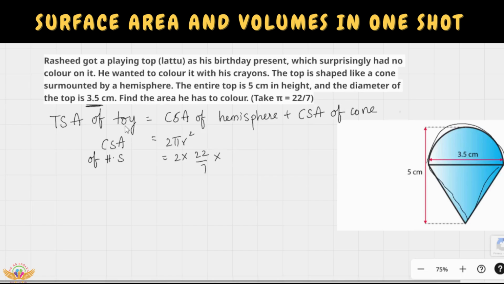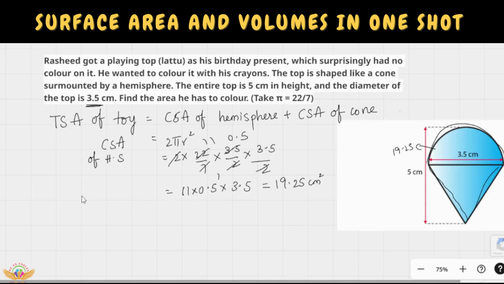So this is the diameter, right? So we have to do 3.5 by 2 into 3.5 divided by 2. Yes. So 2 cancel, 2 ones are 2, 2 elevens are 22, 7 ones are 7, 7.5 are. So we got 11 into 0.5 into 3.5. Multiply all these three and we got 19.25 centimeters square. This is the curved surface area of this hemisphere. Okay, done. Now let us find out the curved surface area of the cone.